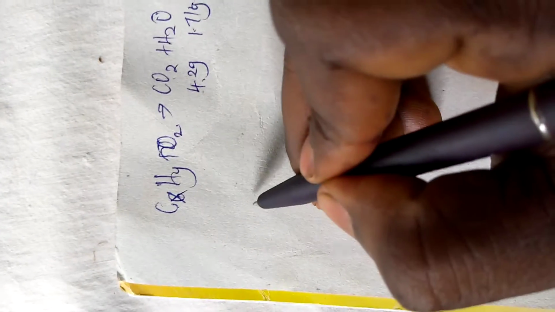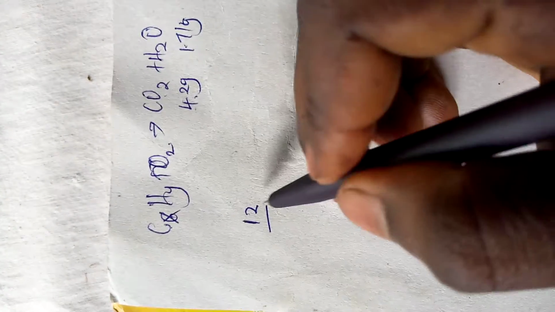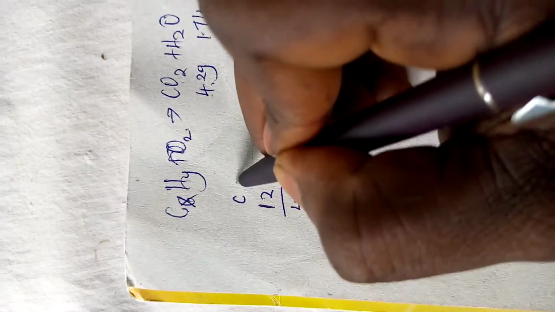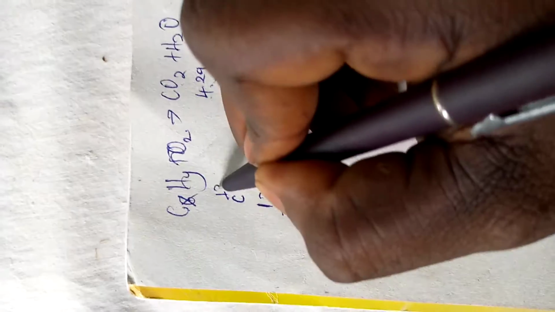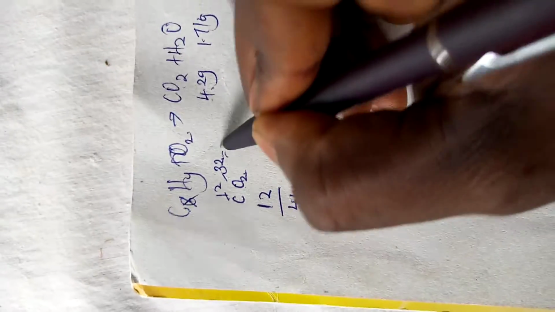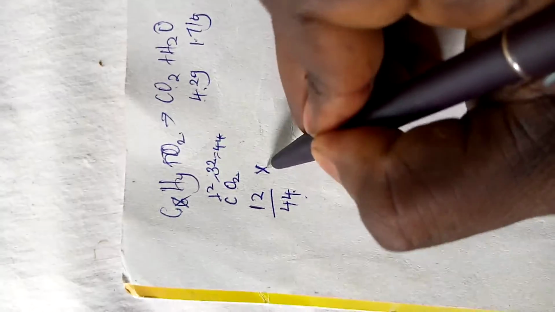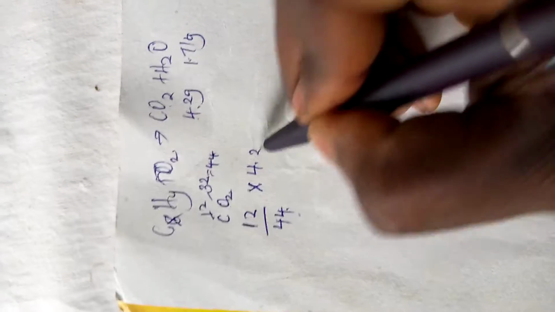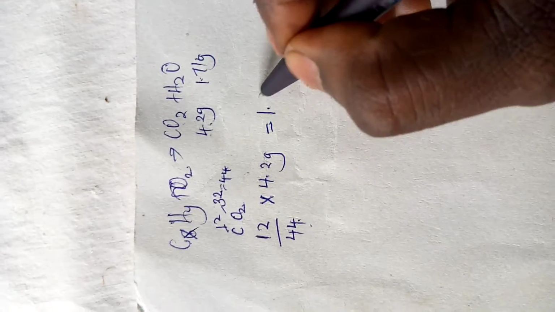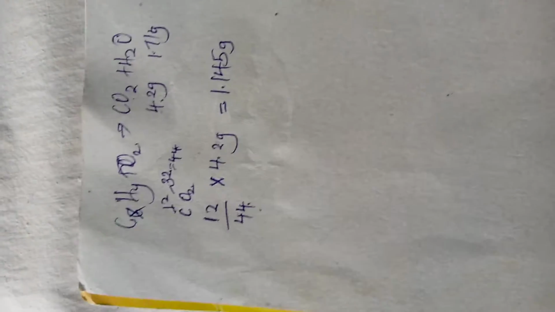Based on the atomic masses provided in the equation, the mass of carbon is 12 divided by the molecular mass of carbon dioxide, which is 44, because we have carbon and oxygen. Carbon is 12, 2 oxygen atoms is 32, to give 44. So we have 12 divided by 44 times the mass of carbon dioxide given off, which is 4.2 grams. And this gives us 1.145 as the grams of carbon in the carbon dioxide.